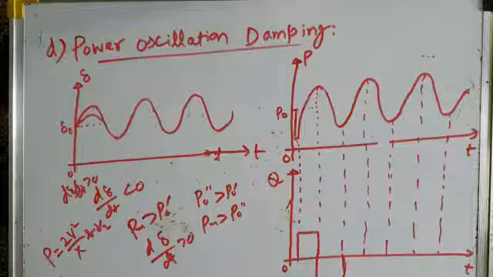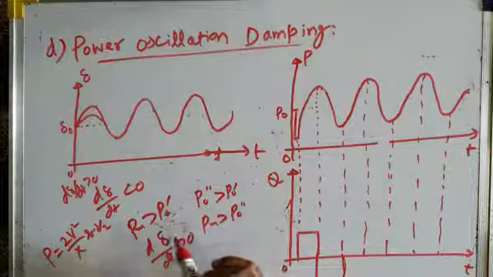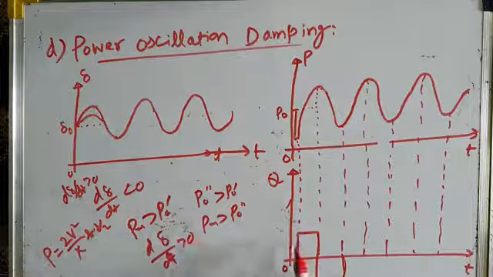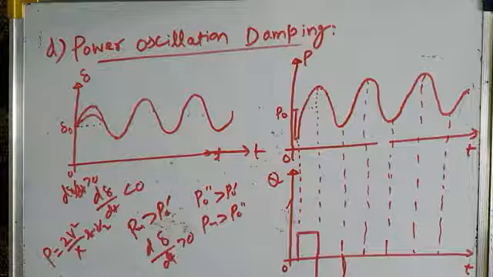Negative reactive power here means it is now absorbing the reactive power. That means it is acting as an inductor. Here it was acting as a capacitor. Now it is acting as an inductor. And when it acts as an inductor, it absorbs the reactive power.